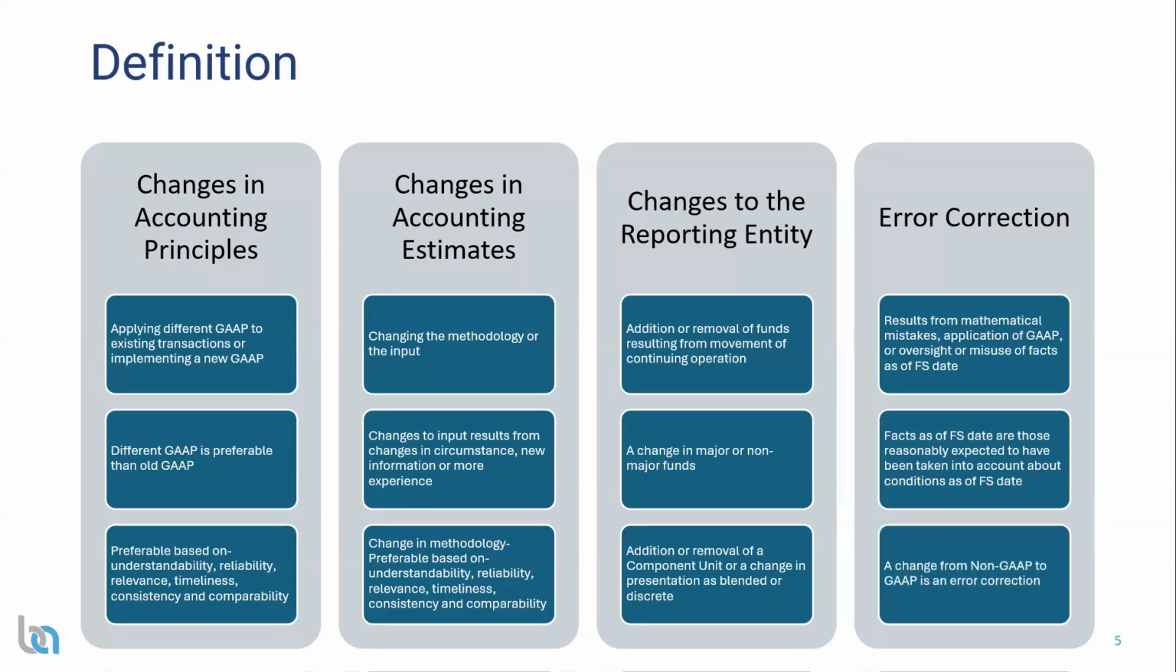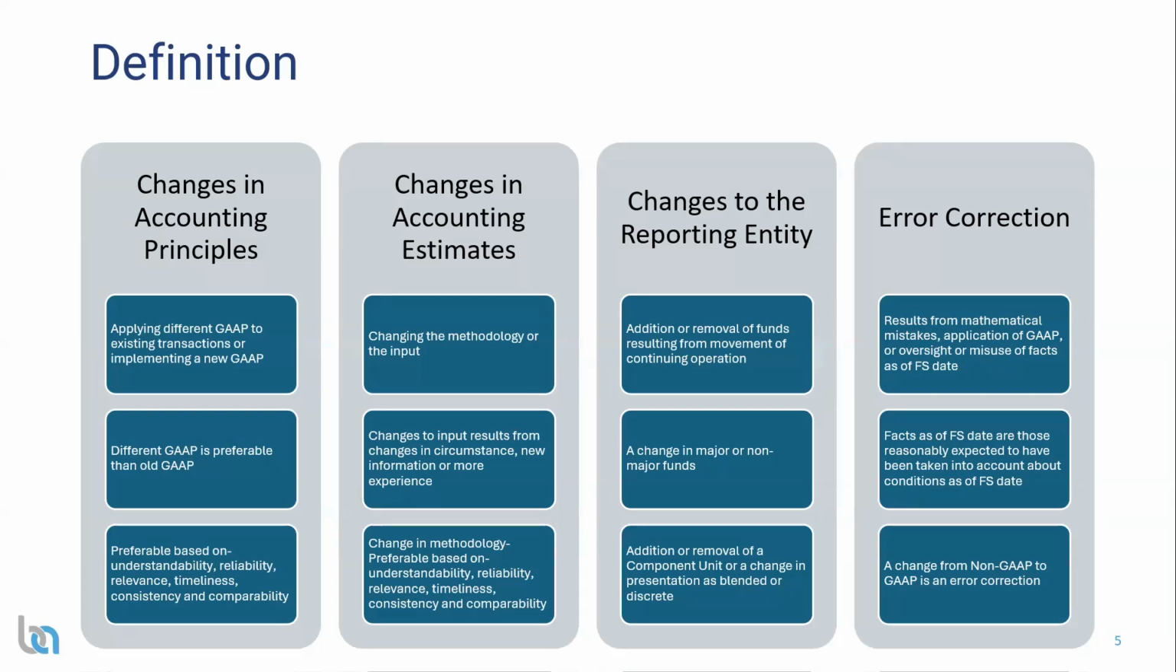And then finally, a change from non-GAAP to GAAP is an error correction. Just because you used to account for something incorrectly and now you're following the right GAAP does not make it a change in accounting principles, because what you were using before was not even an accounting principle. Change in accounting principle has to be from an approved GAAP to another approved GAAP. But when you were using your own basis of accounting, and now you're following GAAP, that's an error correction.